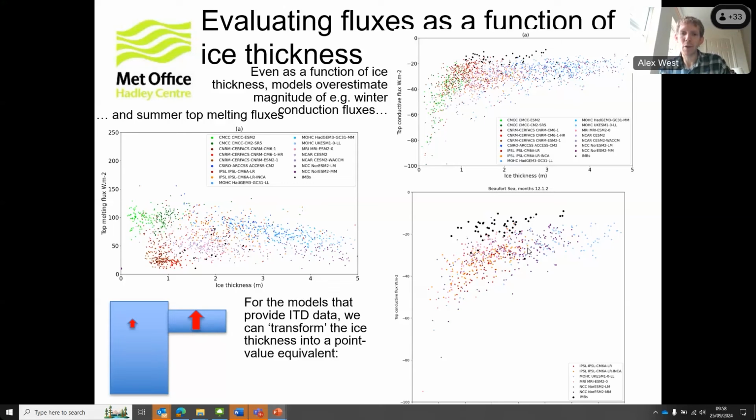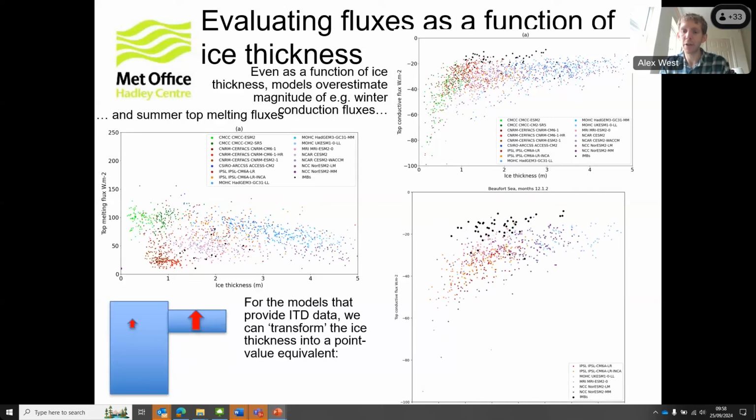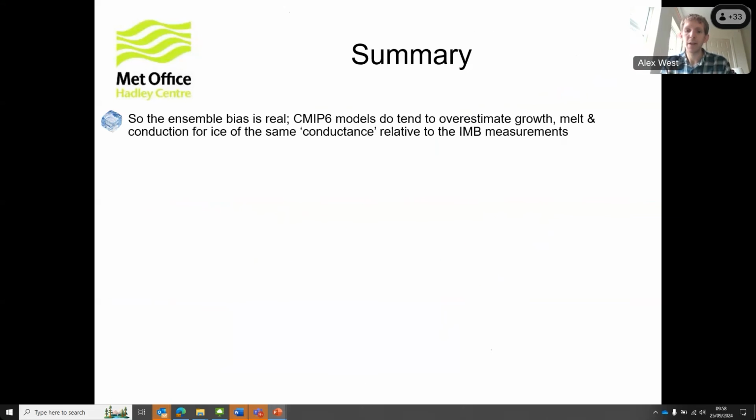But basically, I've got here the same graph as up here, using the grid cell mean ice thickness to estimate the thermal insulance, the tendency of the snow-ice column to block energy. And you can transform this to a point value equivalent, effectively moving this whole distribution to the left, allowing them to transmit energy more efficiently, as indeed they do. And you can see that even when you do this, the model bias remains. So there is a real ensemble bias here.